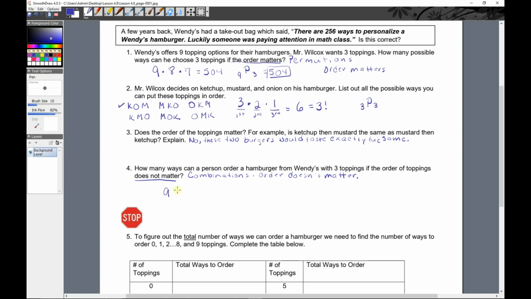We have 9 toppings, and we're going to pick 3. So 9 toppings, pick 3. We have 9 choices for the first, 8 choices for the second, and 7 for the third. Now this is looking a lot like permutations. In fact, it is. But we're going to add a denominator to this of 3 factorial. And the 3 factorial is going to eliminate the repeats.